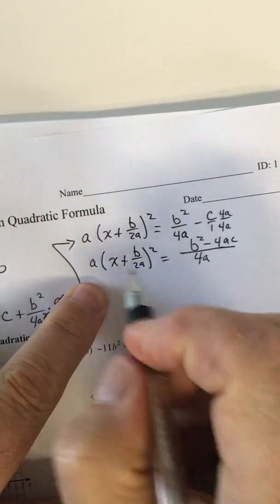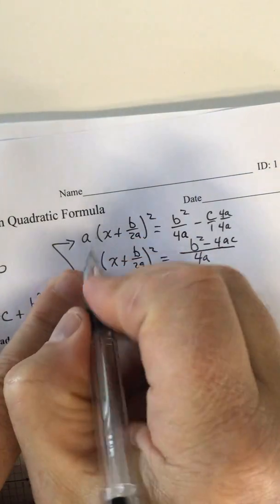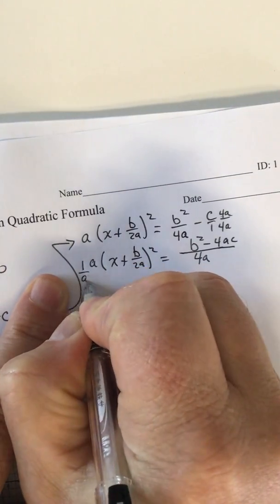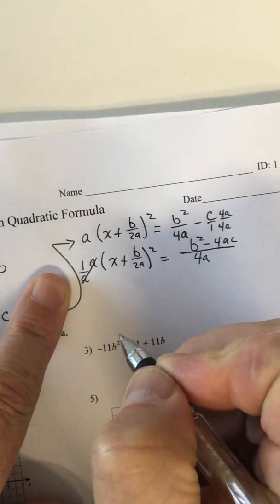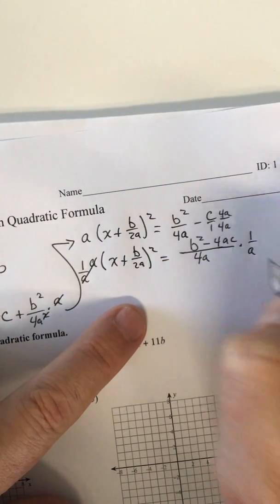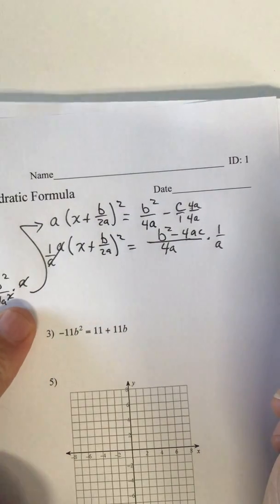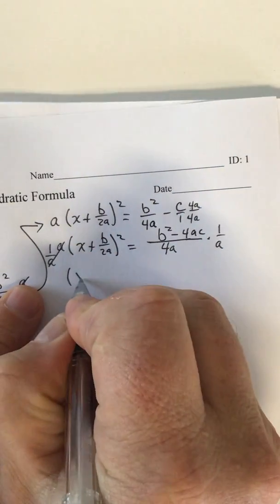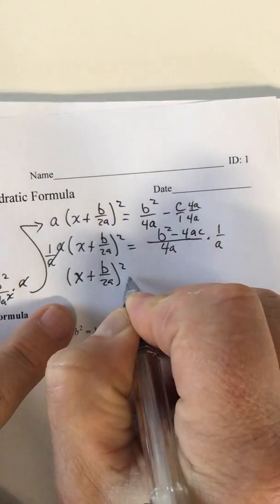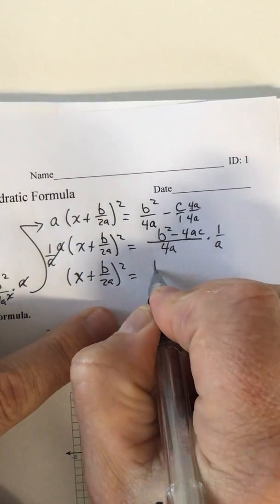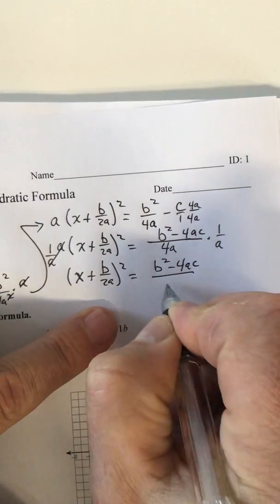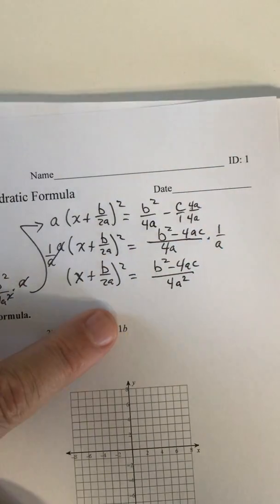Okay, so I'm going to divide off this A, or multiply off this A. So I'm going to multiply by 1 over A, so it cancels out on this side. If I multiply this whole side by 1 over A, I'm going to multiply this side by 1 over A. Now I have X plus B over 2A all squared. And that puts an extra A on the bottom, so I've got B squared minus 4AC over 4A squared.